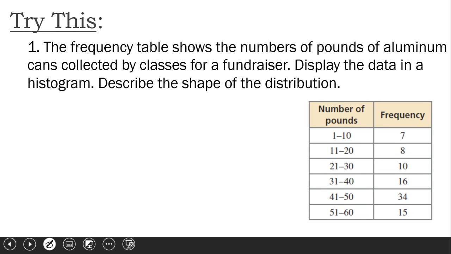I'm not going to go through the try this here. You can see where the hump is going to be. The hump is going to be over to the right. So you're going to end up getting a distribution that looks like this, which would be a skewed left distribution because the tail is on the left-hand side.